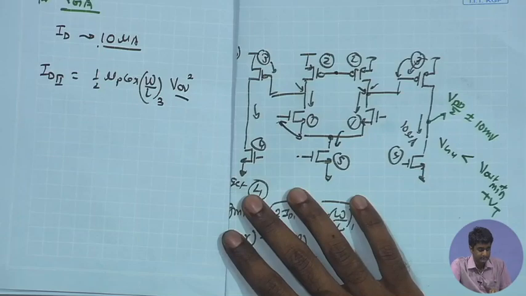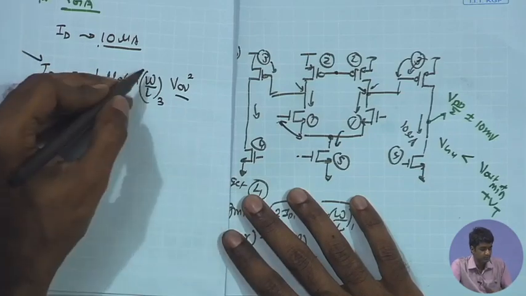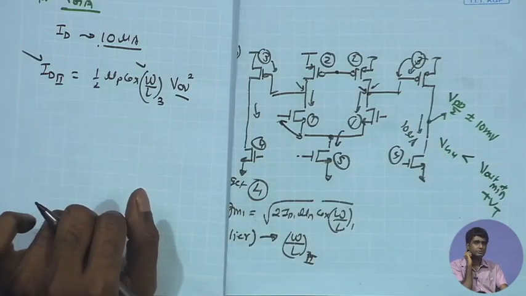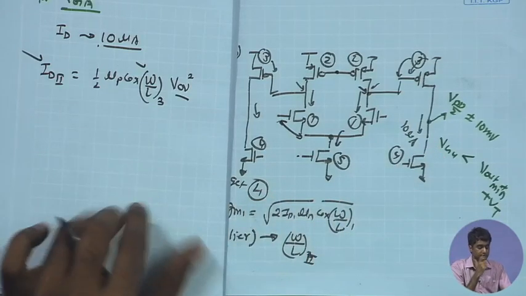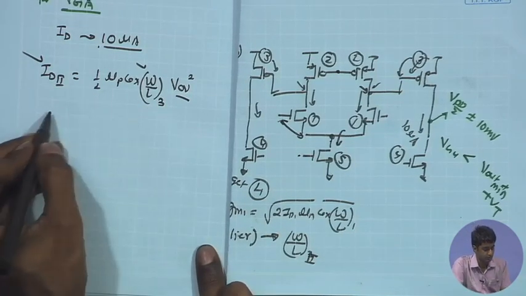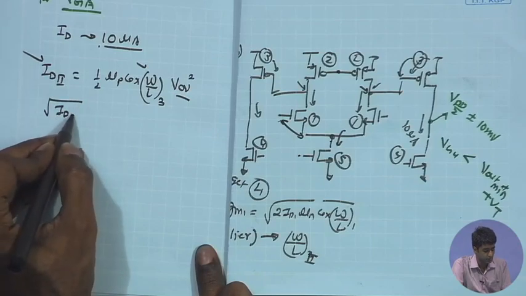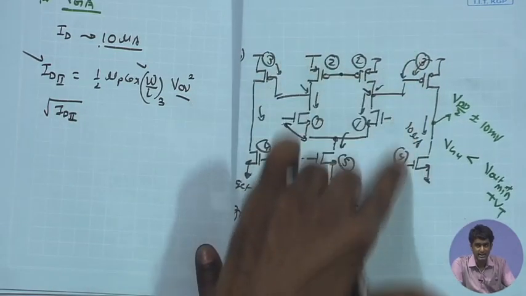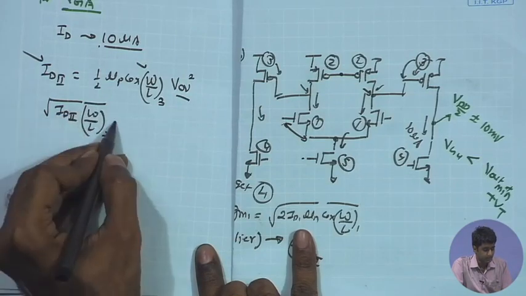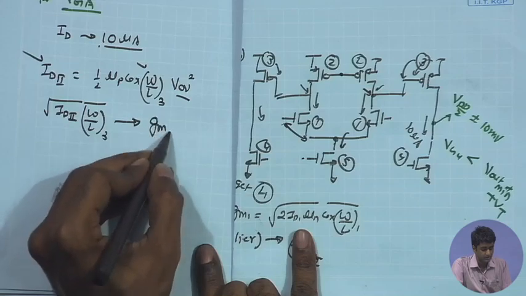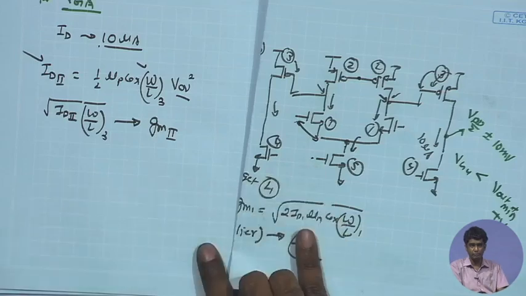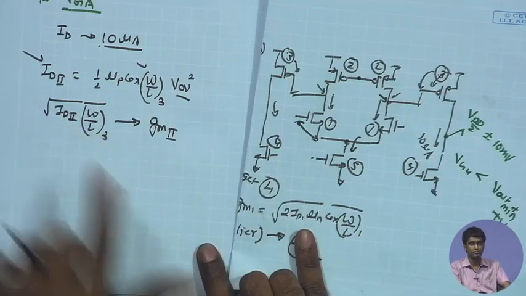I want to minimize this, and therefore I have two options: either I reduce this, or I increase this, or I can take the combination of both. Since the requirement is to get a certain GM, I need the product of root under ID times W by L3 to have a certain value. So I need ID2, which is the total bias current in the second stage, times W by L3, and that is determined by the GM2 that I already have. That GM2 is already determined from the gain bandwidth product requirement, so this product must be maintained.